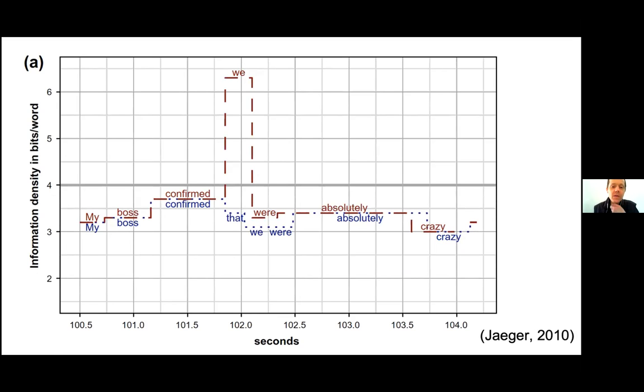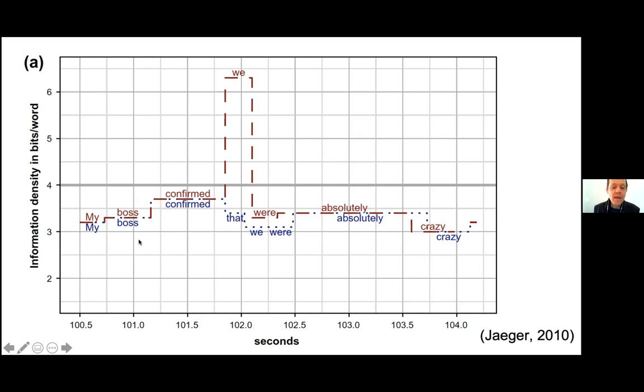I'm going to focus on cases where there is a complement clause and there's an optional complementizer. So we have examples here. The speaker could say, "My boss confirmed that we were absolutely crazy." Or the speaker could say, "My boss confirmed we were absolutely crazy."